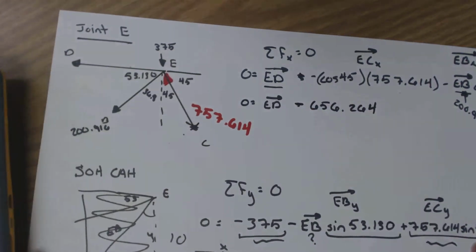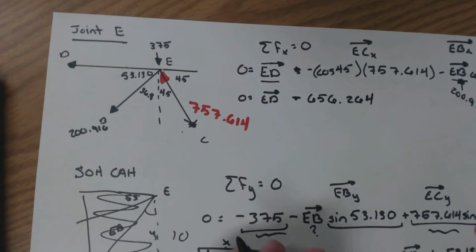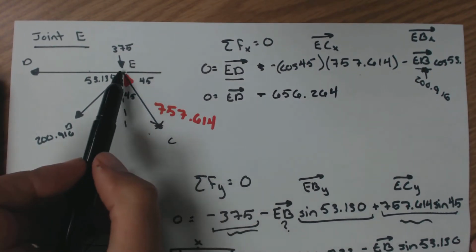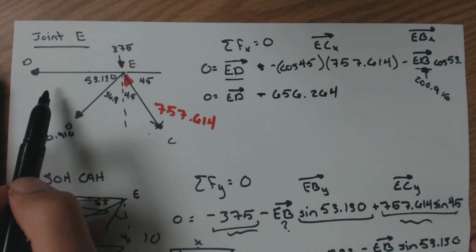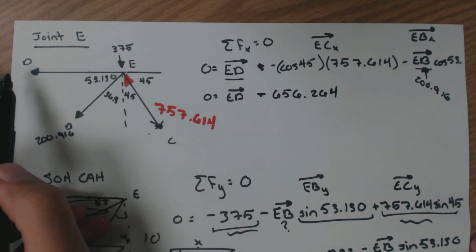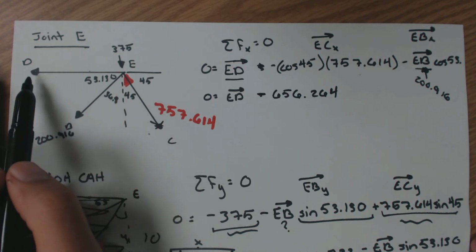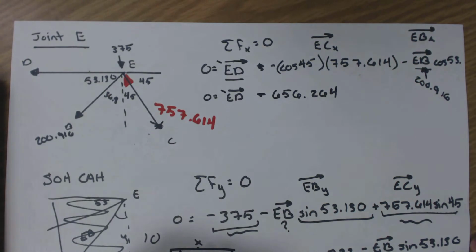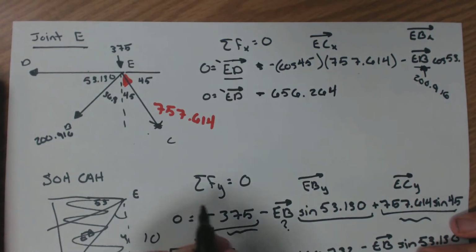656.264. Alright, listen up to this one. I made a little mistake. ED, which direction is it traveling in? It's going to the left. What are vectors going to the left? They're negative. So that should be negative, that should be negative. Now we should work out.